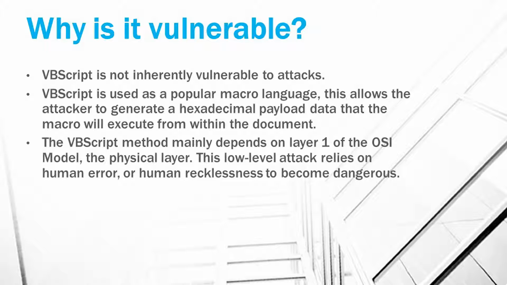The VBScript method mainly depends on the physical layer of the OSI model. This low-level attack relies on human recklessness in order to work. Due to the fact that the target must enable macros in the document for the attack to work, this attack can be completely avoided through proper education of malicious methods.